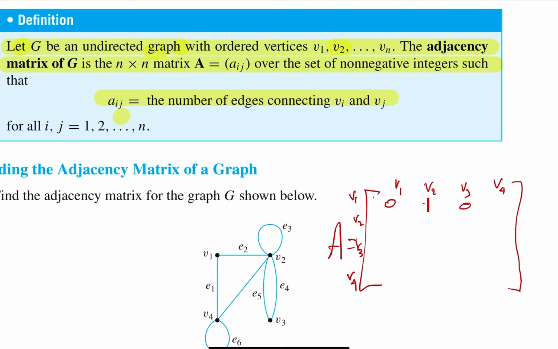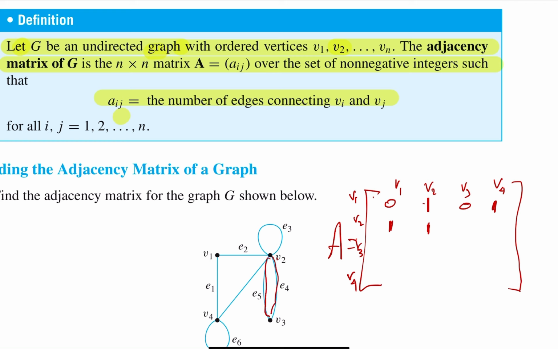Now V1, V4, we have 1. Let me go quick now, since you know V2 and V1. We have V2 here, and we have V1, we have 1. And V2, what does it mean? Do we have a loop at V2? Yes, we do. We have only one loop at V2, and it's just 1. Now V2, V3, we have 2 edges.